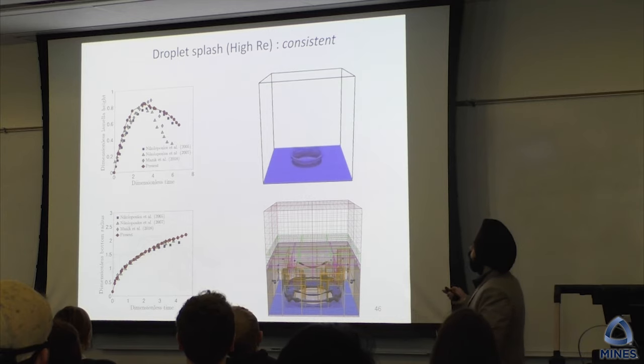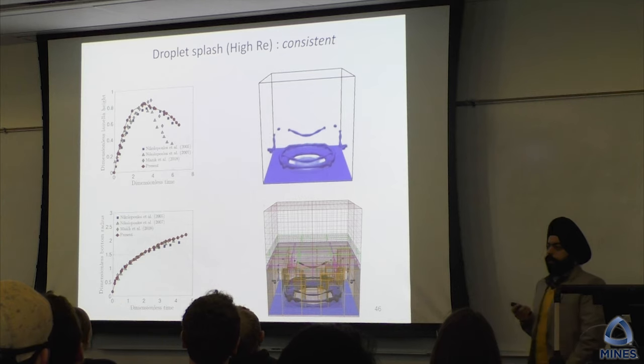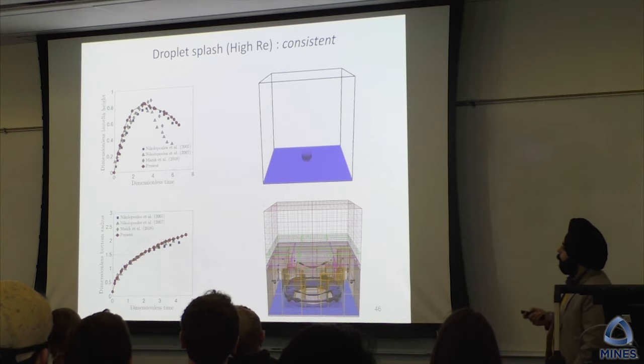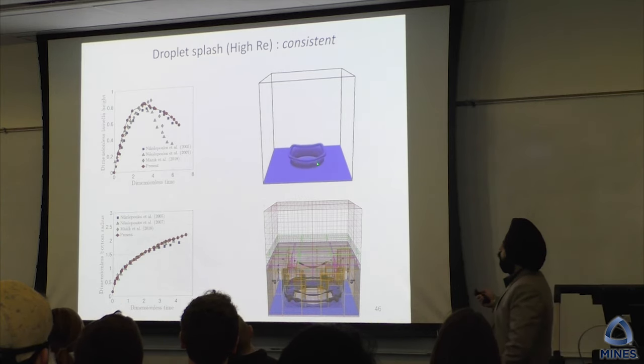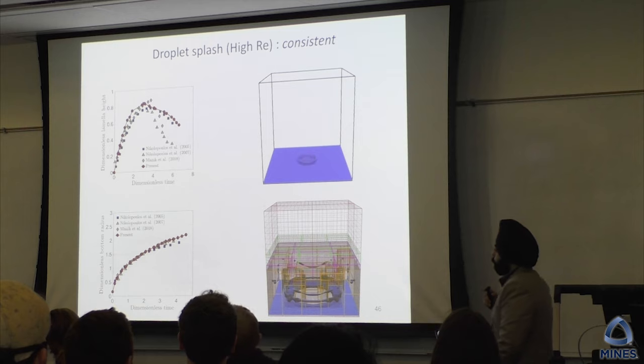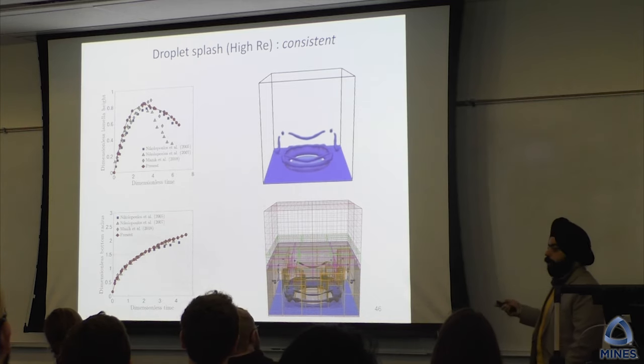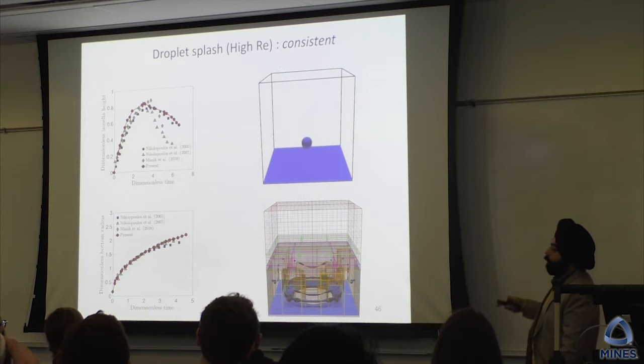But the consistent scheme makes sure that you get the right physical solutions in the domain. Here we compare the lamella radius as a function of time with the experimental and simulation results in the literature. And we are making heavy use of adaptive meshes to track these interfaces.